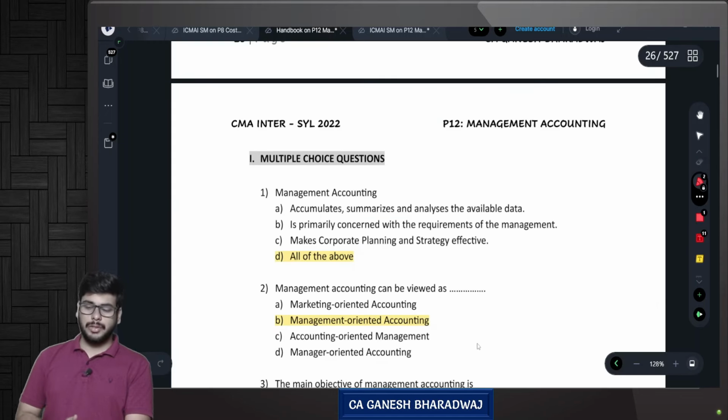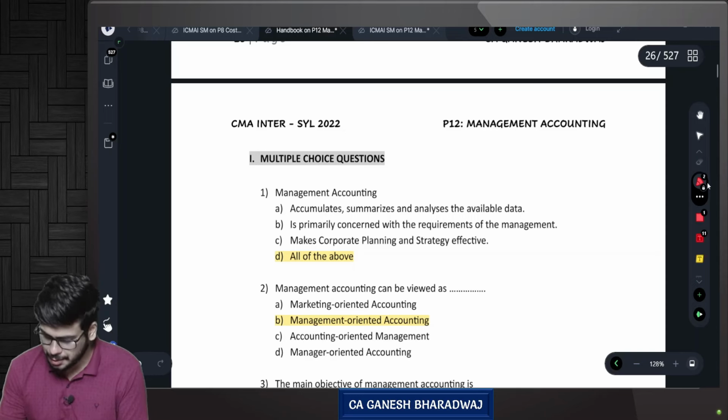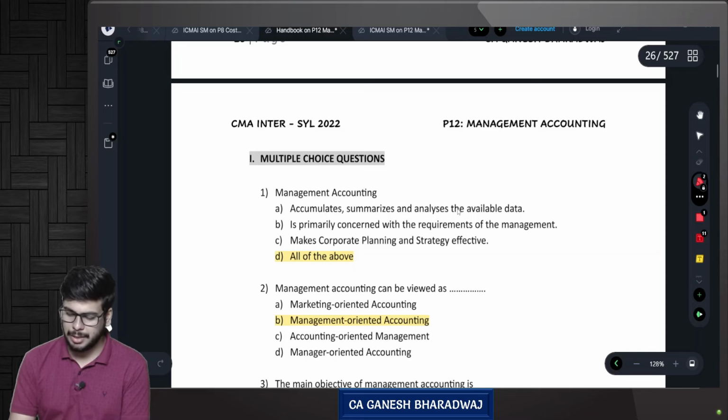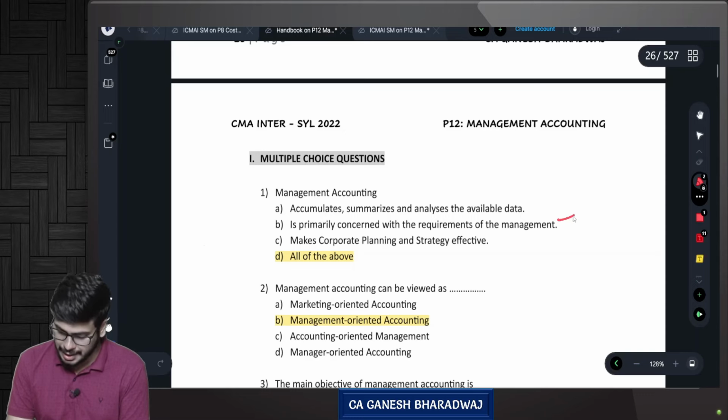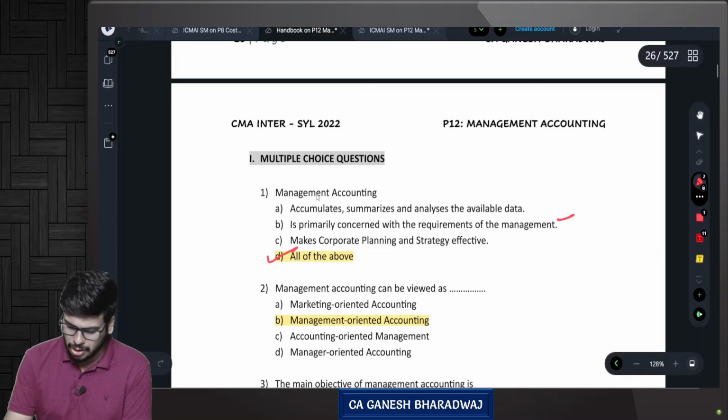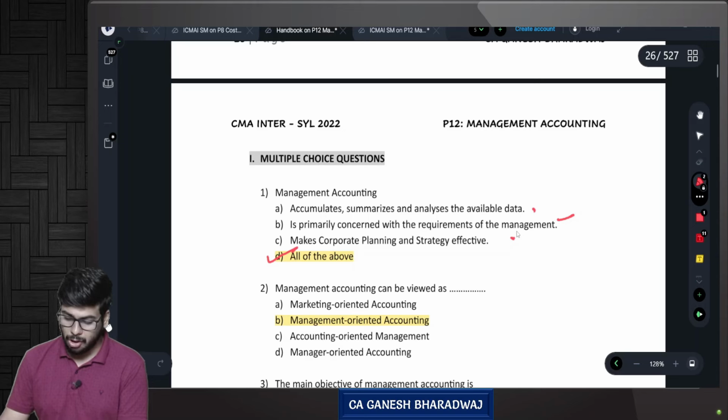Now let's quickly run through the MCQs, the multiple choice questions. Management accounting accumulates, summarizes, analyzes the available data. It is primarily concerned with the requirements of the management, correct? Makes the corporate planning and strategy effective. All of the above, obviously. It focuses on all the three, so it's only going to be all of the above.